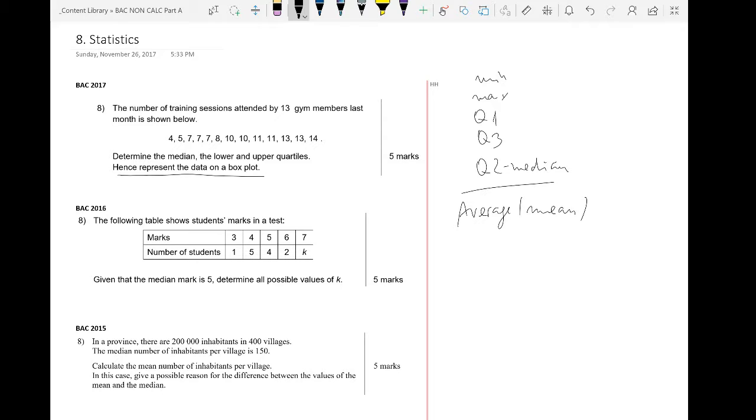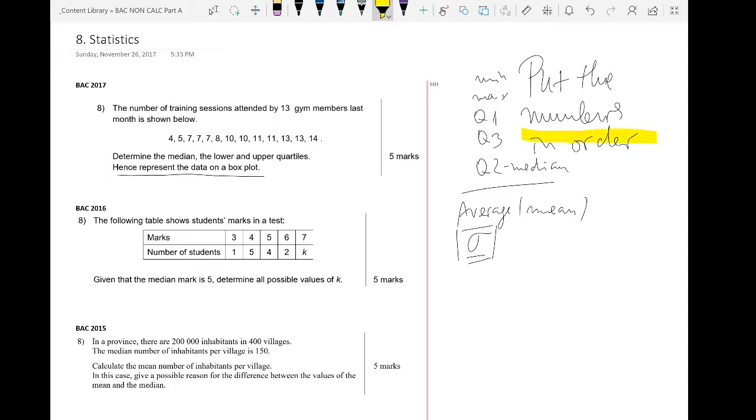Also standard deviation, but standard deviation is in part B for Maths 3, so then we will go in Maths 3. So the first step, when you have data and you want to find the median, quartile 1, quartile 3, is to put the numbers in order. Do not forget that in 2007 they are already put in order, but it's not always like this.